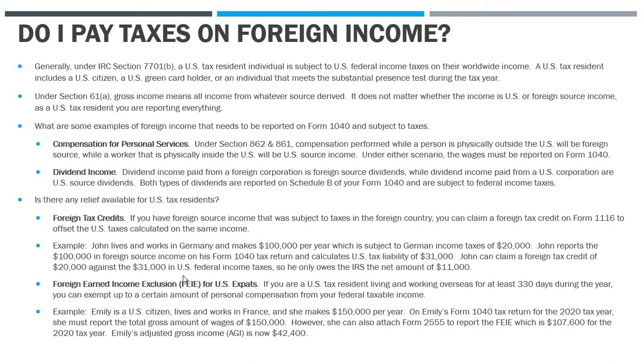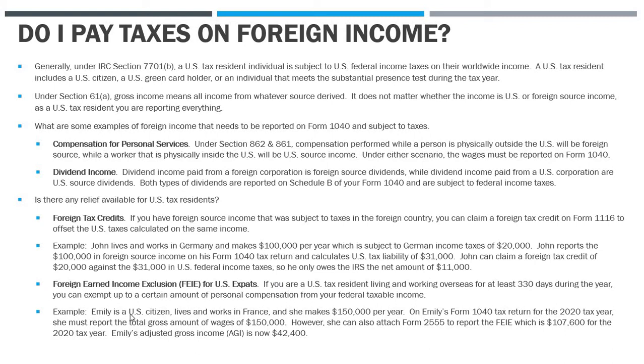Now, the second most common exclusion here is the foreign earned income exclusion. So if you're a U.S. tax resident and you live and work overseas for at least 330 days during the year, you can qualify for this FEIE and exempt up to a certain amount of personal compensation from your federal taxes.